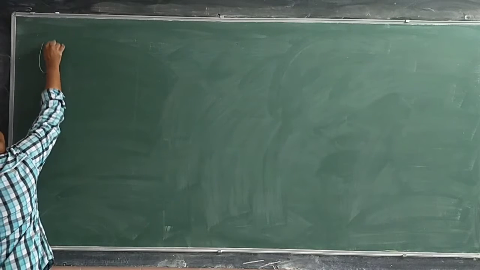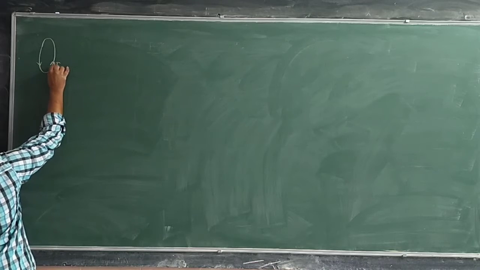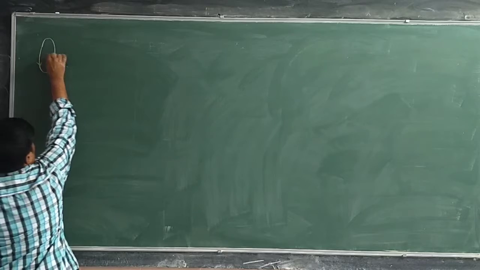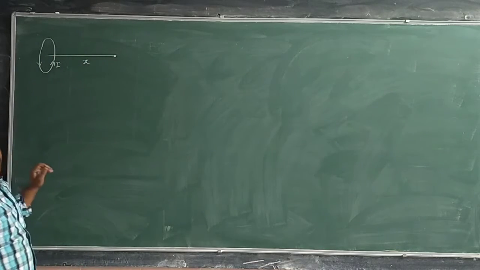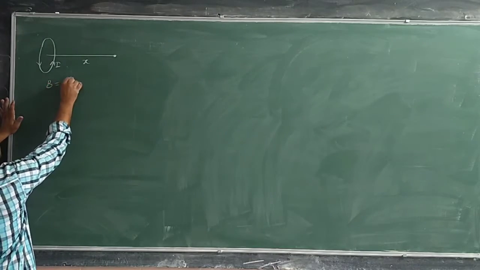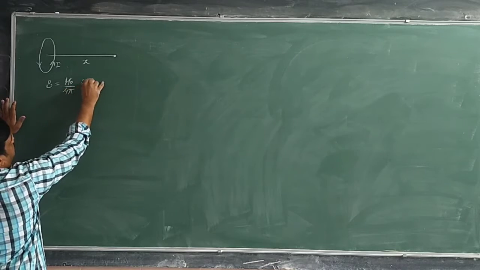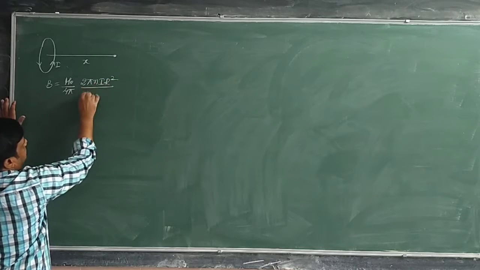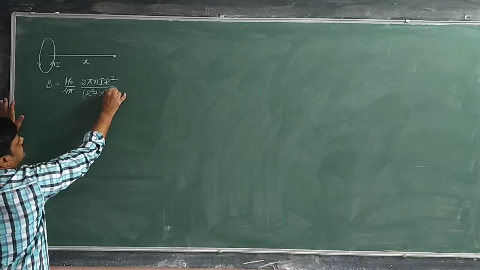This is a current carrying coil. In this coil, how much current is going? I current is going. Now, from this current carrying coil at a distance x, we have measured the magnetic field. That magnetic field value is B equal to mu naught by 4 pi into 2 pi n I r square divided by r square plus x square whole power 3 by 2.